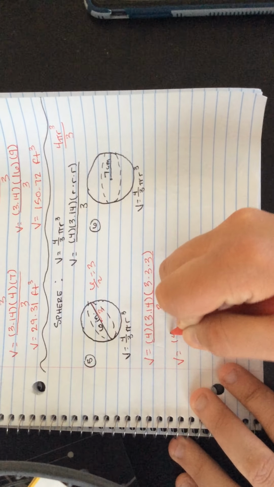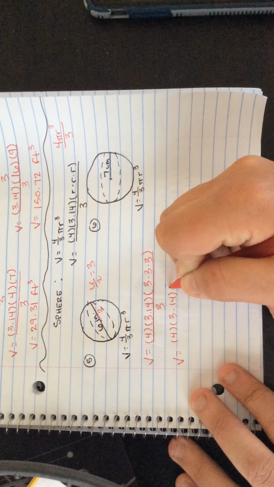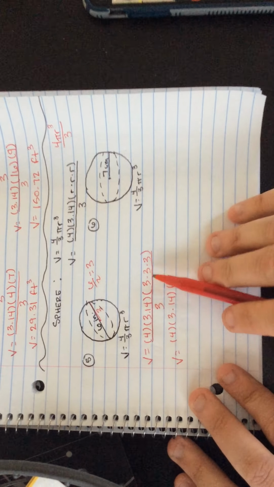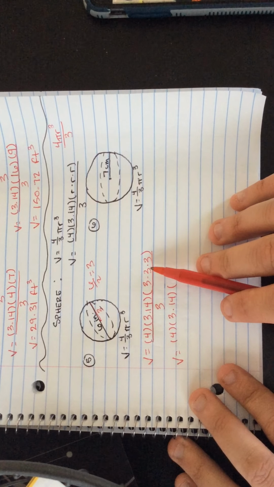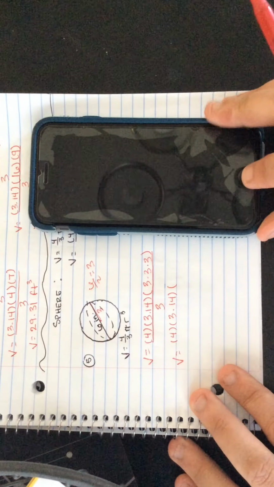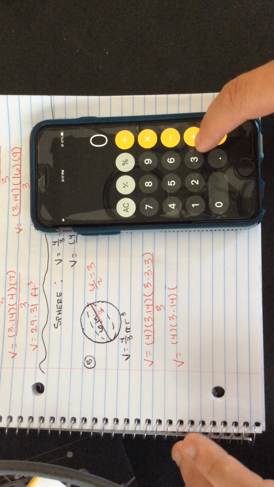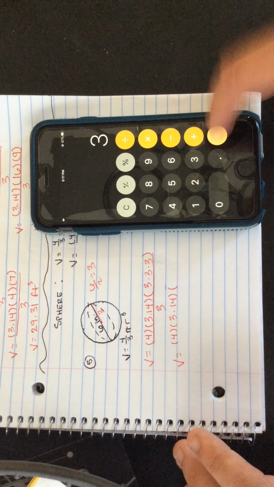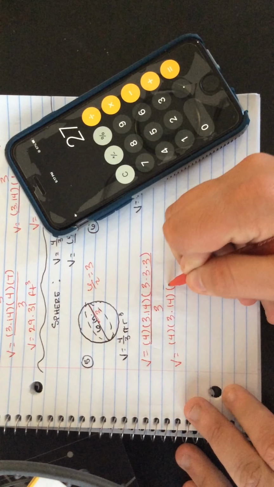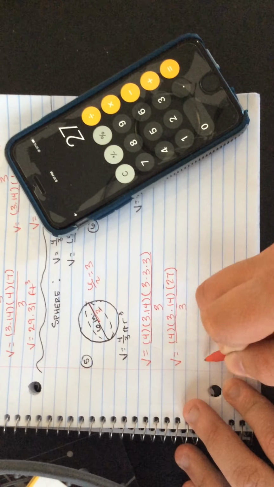So, we're going to do 4 times 3.14 times 3 times 3 times 3. So 3 times 3 is 9. 9 times 3 is 27. If you'd like to, I would recommend typing that in just to make sure. So 3 times 3 times 3 equals 27. And then whatever we get, divided by 3.